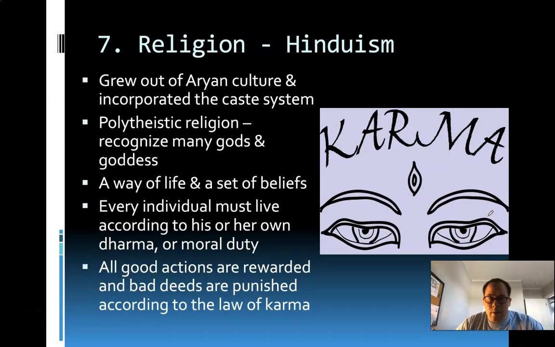Hinduism grew out of Aryan culture and incorporated the caste system. It's a polytheistic religion, which means they have many gods and goddesses. It's a way of life and a set of beliefs. Every individual must live according to his or her own dharma, or their moral duty. All good actions are rewarded and bad are punished. This is the law of karma.